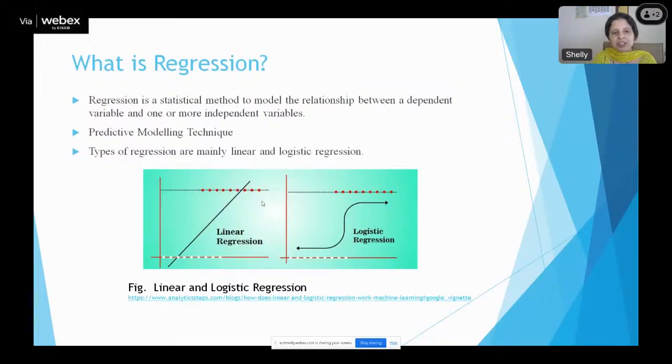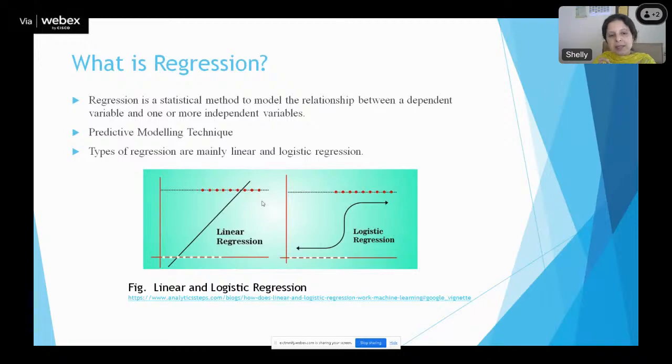So what basically is a regression? Regression analysis, to the best of my knowledge, is a predictive modeling technique. If I come to statistics, statistics says that it's a model to find the relation between a dependent variable and an independent variable. But it's not that the independent variable can only be one. There can be more than one independent variable as well. So finding the relationship between a dependent variable and one or more independent variables is what we mean by the regression.